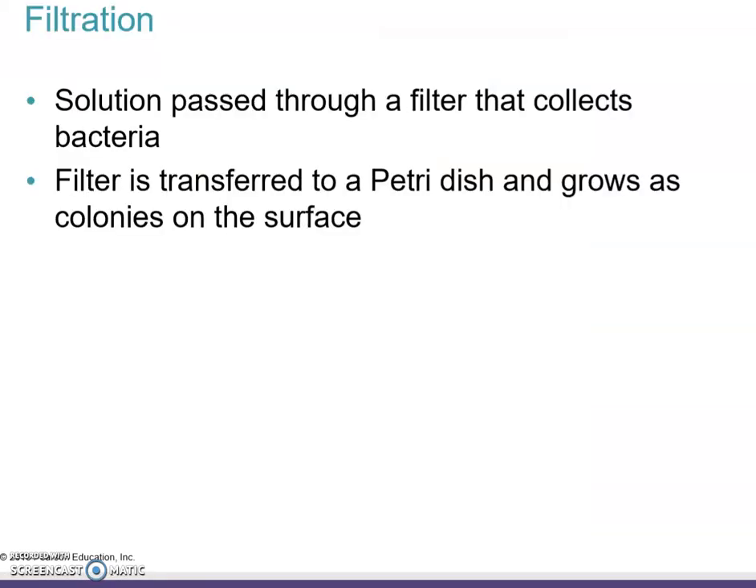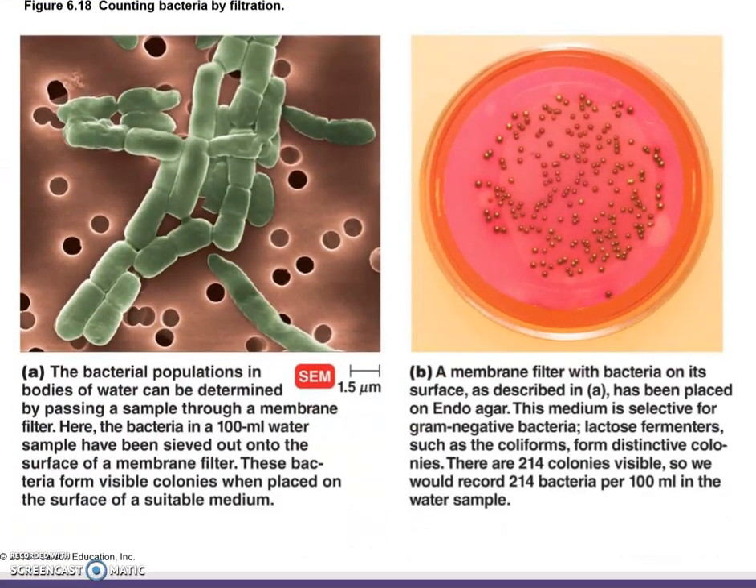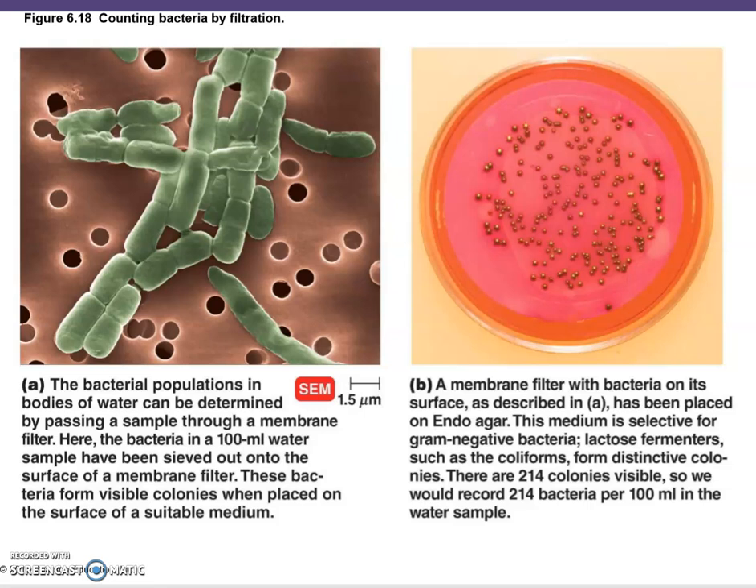Next method is the filtration method, and it's usually for larger amounts of fluids where you want to find out if there are any bacteria in there. And here's what that could look like. You're filtering the bacteria, and the bacteria are stuck on the membrane that you use to filter the fluid through, and you put your membrane on top of some agar surface, and there you have your colonies.